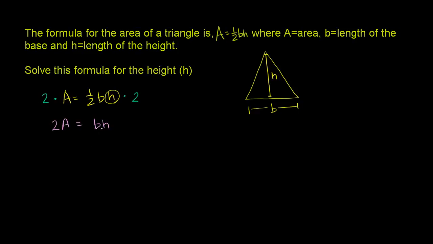We have a b multiplying an h. If we want to just isolate the h, we could divide both sides of this equation by b. You could almost view b as the coefficient on the h. We're just dividing both sides by b. And then what do we get? Well, on the right-hand side, the b's cancel out. And on the left-hand side, we're just left with 2A over b. So we get h, and I'm just swapping the sides here, h is equal to 2A over b. 2A over b. And we're done. We have solved this formula for the height.